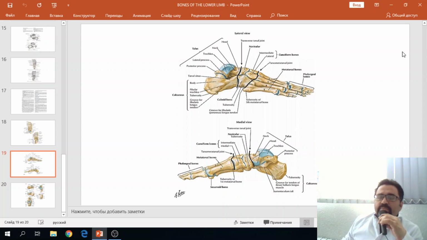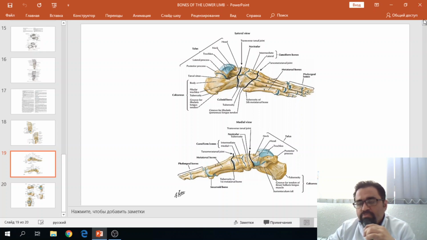And then there are tarsals. How many tarsals are there? There are calcaneum, talus, navicular, cuboid, and the 3 cuneiform. Then there are 5 metatarsals, and then there are phalanges. Okay, these are the names of the bones of the lower limb.